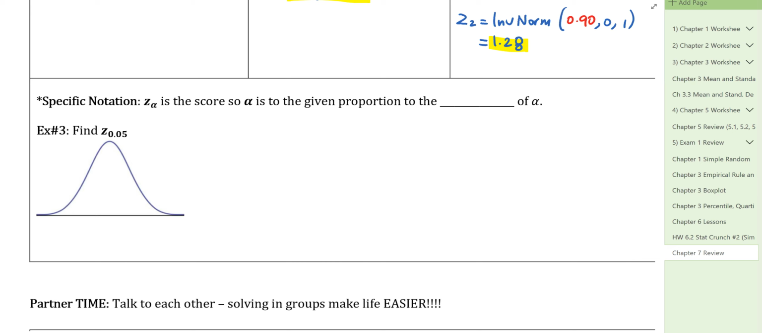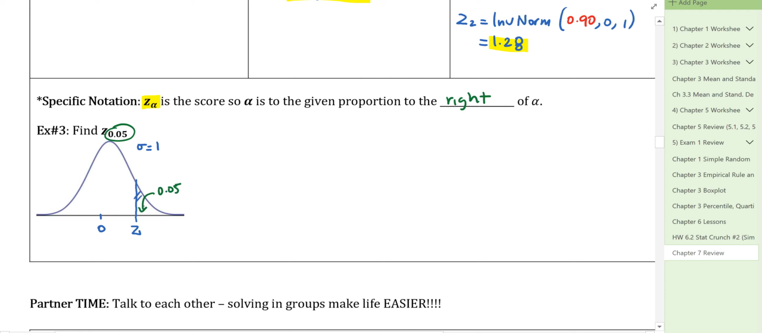Let's do another example. Now this is special notation here. So when I say z of alpha, the alpha here is given as the proportion to the right of the score, right? The right-hand side. So let's do an example of what that means. I want to find z of 0.05, meaning, let me draw it. So my standard normal with mean 0, standard deviation 1, right? So z of alpha, the area on the right-hand side, the right tail, is 0.05. So that's a very small area, and that is z. And the area in the tail here is 0.05.